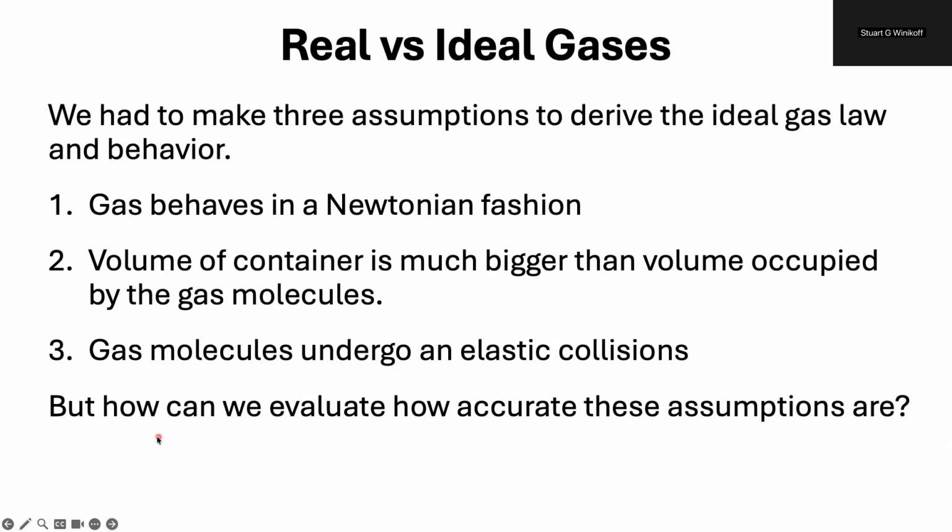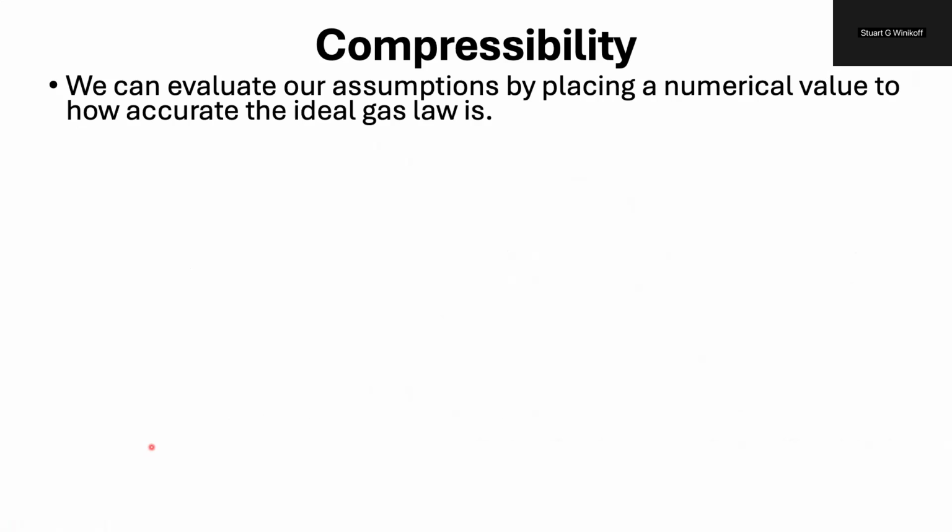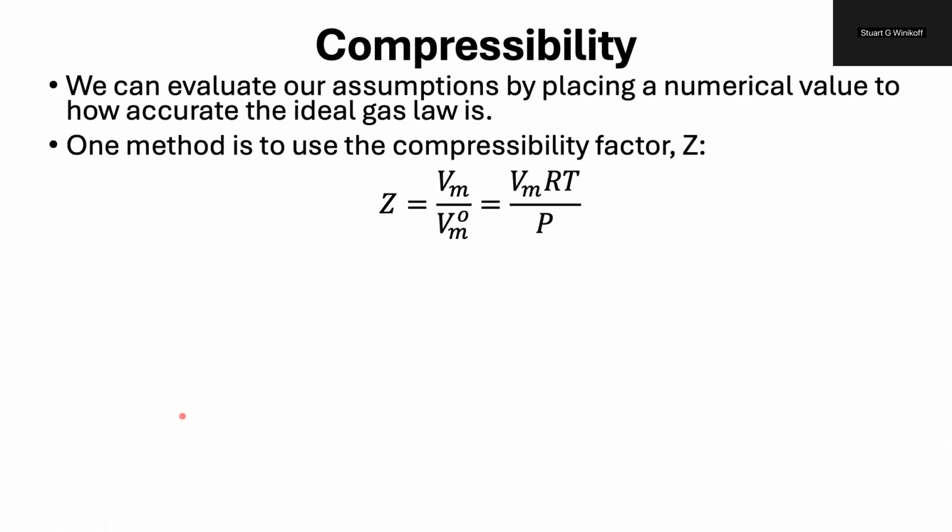However, knowing that we made these assumptions isn't sufficient. We have to have a way to evaluate how accurate these assumptions are. And this being physical chemistry, we're going to go with our favorite option here: we're going to try and put a number to it. We're going to try and place a numerical value to describe how accurate the ideal gas law is under a certain set of circumstances. One of the most common methods is to use something called the compressibility factor, which is going to be given the notation Z.